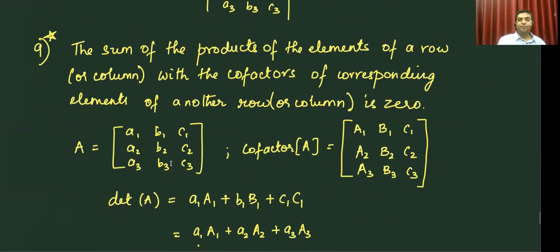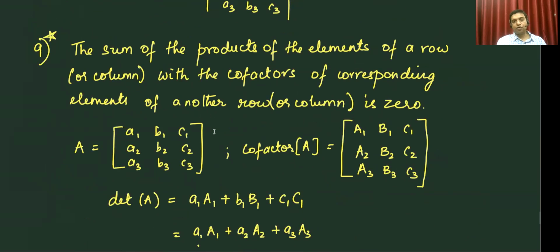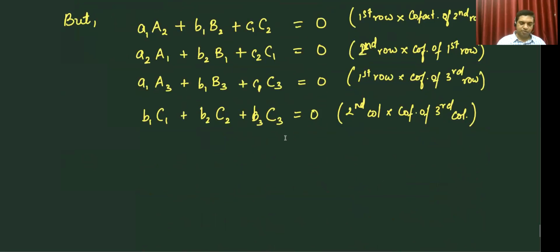Last one, the sum of the products of the elements of a row or column with the cofactors of corresponding elements of another row or column will be 0. So this we discussed. Take any row, multiply it with the cofactors of any other row and then sum it up. That determinant will be 0. Okay, next we'll move further from here.